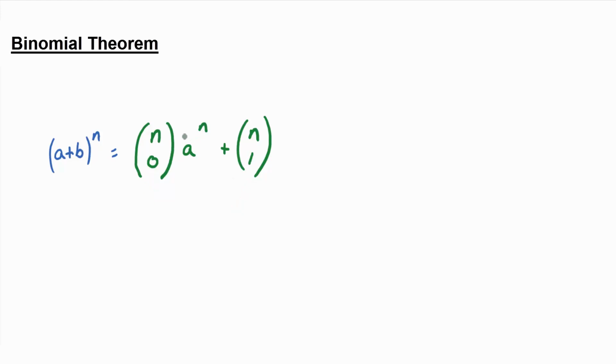And then the exponent on the a goes down by 1 in each term, right? If you write it in descending powers of n. A to the n minus 1. But then the exponent on the b, which starts at 0, so you don't see the b to the 0 here because that's just 1. The exponent on the b goes up by 1 every time. So it's n choose 1, a to the n minus 1, b to the 1.